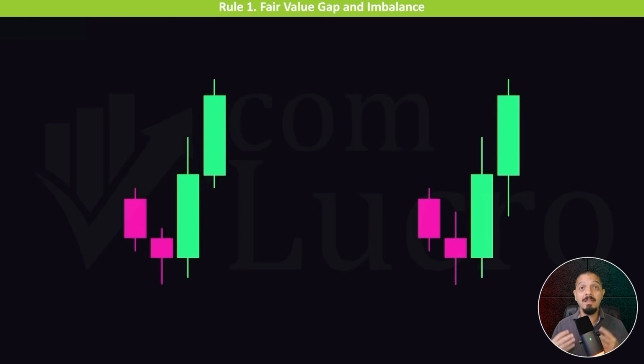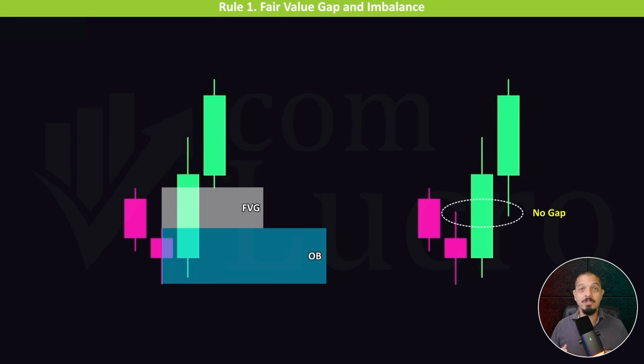To make this clearer, let us look at an example. Here we have 2 price movements that appear very similar at first glance, as both move strongly to the upside. The difference becomes clear when we look closer. The example on the left shows a gap between the upper wick of the first candle and the lower wick of the third candle. In the example on the right, no such gap exists because the wicks overlap with the candle body. This gap is what defines inefficiency or imbalance. Even though both moves are strong, only the left example qualifies as a valid order block. To mark it, we take the candle just before the inefficiency and draw a rectangle covering the entire candle, from the highest wick to the lowest wick.